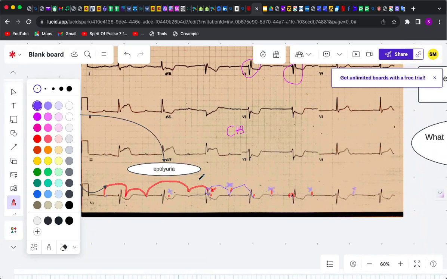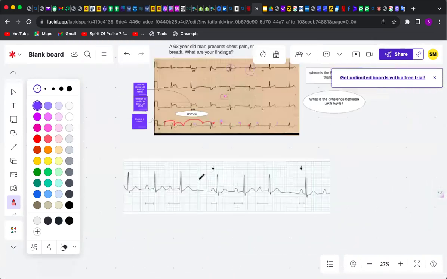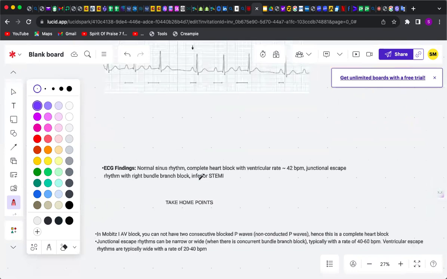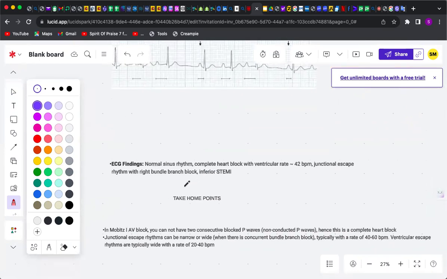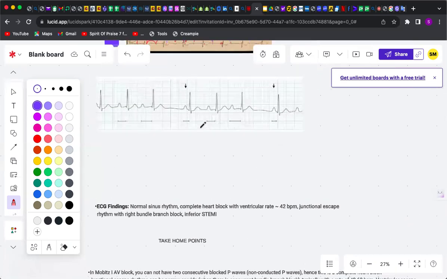Okay, sorry, that is with the junctional escape rhythms, yeah, could be narrow or wide. And when they're wide, it's probably due to the bundle branch block, right? And then typically between the rate of 40 to 60, like I said. And when the escape rhythms come from the ventricles, they are normally wide. They are typically wide and with a rate of 20 to 40.